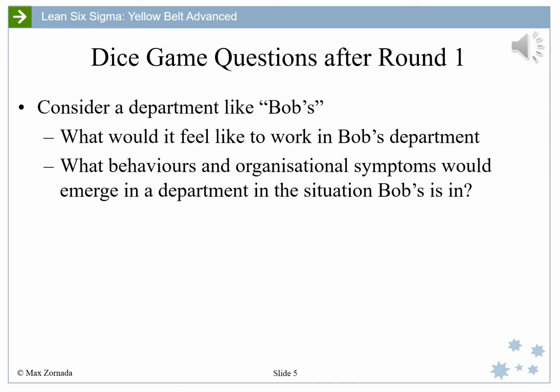Okay, consider a department like Bob's. Bob's level of work in progress is quite high, certainly in proportion to capacity. So imagine what it would feel like to work in a department like Bob's, and certainly over time, what kind of behaviors and organizational symptoms would emerge in that kind of department. So what I ask you to do is make a list of those things and email them to me before the next session, so that I can use a consolidated list of people's feedback as part of the discussion.